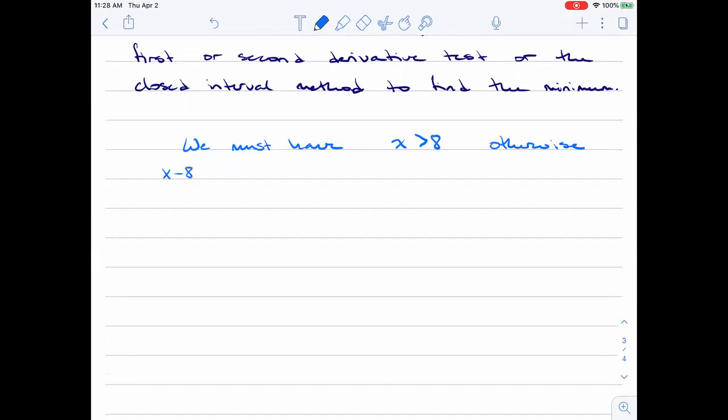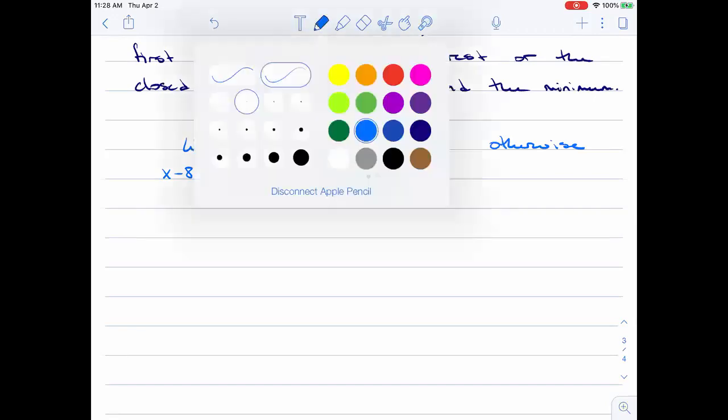Otherwise, x minus 8 will be negative. In fact, it can't even be equal to 8 because then x minus 8 would be 0, and then the area would be the height times 0, which would be 0, so not 384. So that's why it can't even be 8.